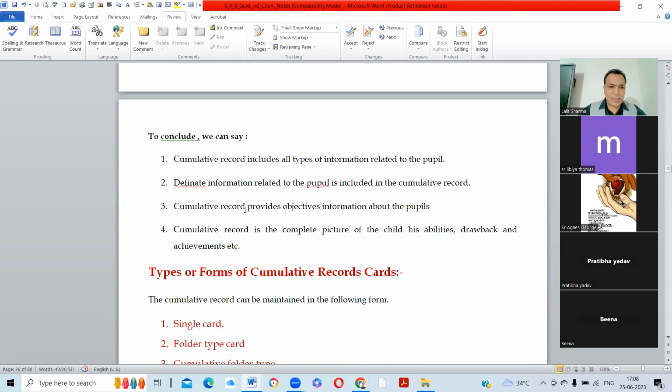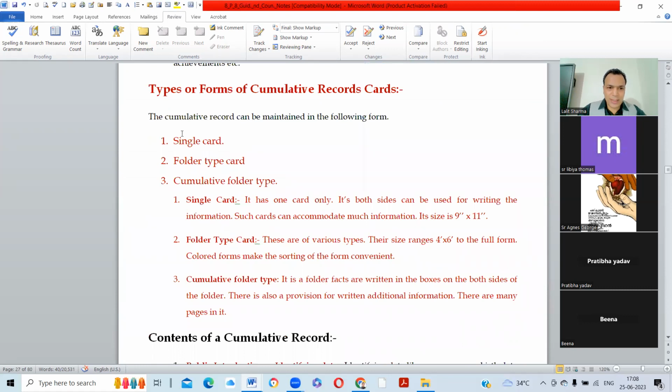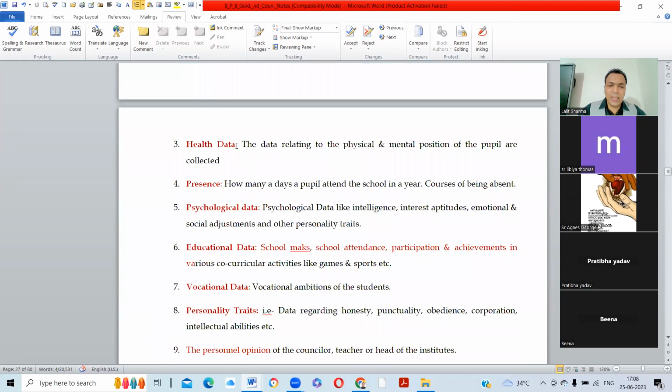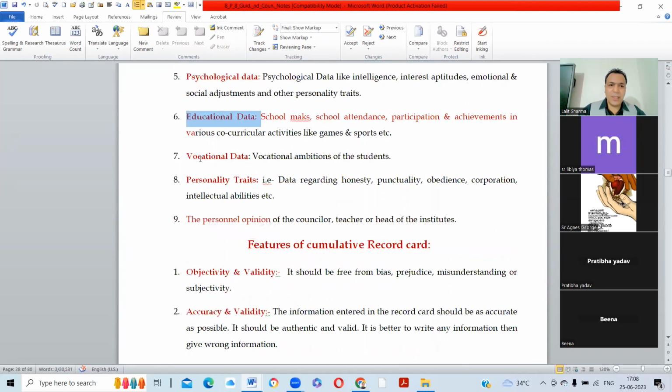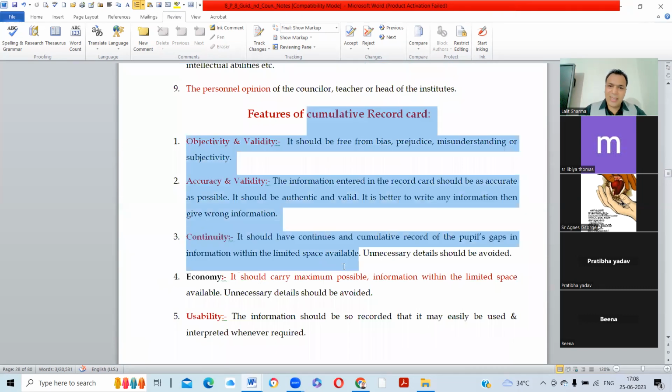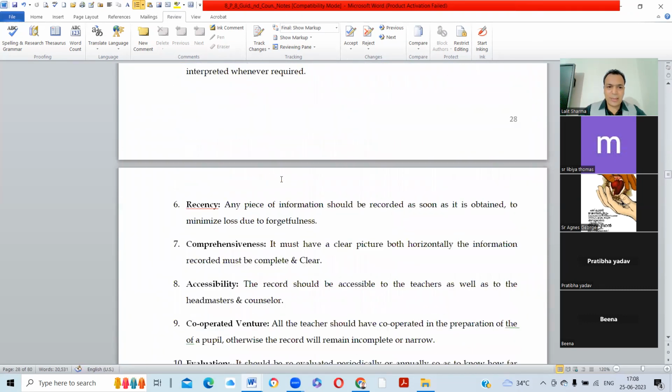Okay, अब आप इसमें ये समझ लो, ये देखिए ये types of a cumulative record हैं, राइट? Single card, folder और cumulative. ओके, contents क्या होते हैं इसमें, राइट? Contents होते हैं public introductions of identifying data, socio-economic background of the student, student health data, presence, psychological data, educational data, vocational data, personality traits. These all things are recorded in the cumulative record. इसके ये features हैं, देख लो, easy हैं. ओके, इसको पढ़ लेना, राइट?